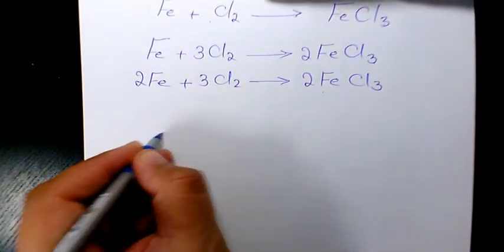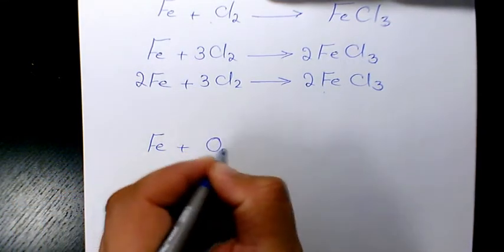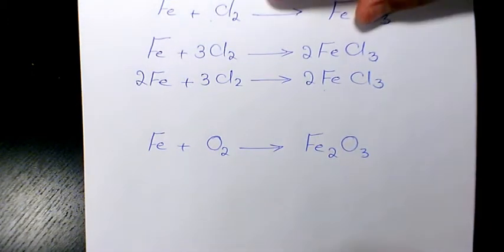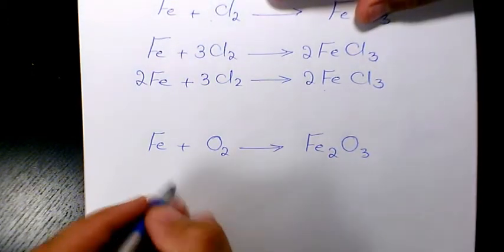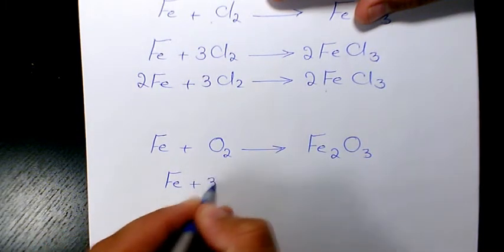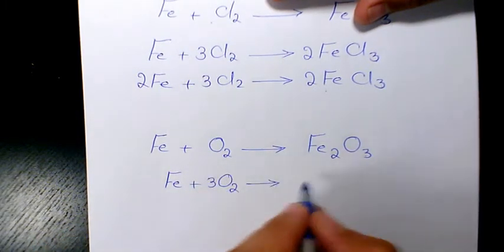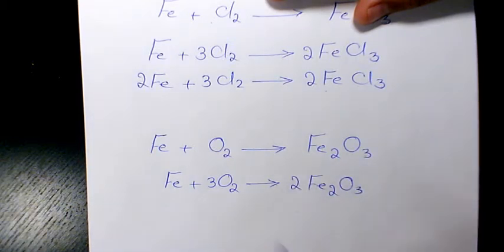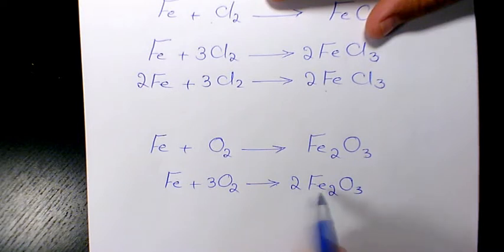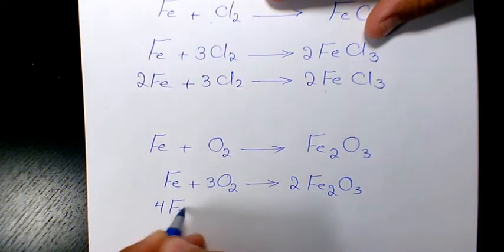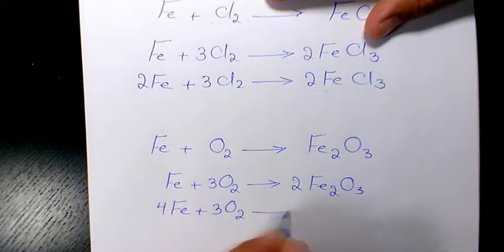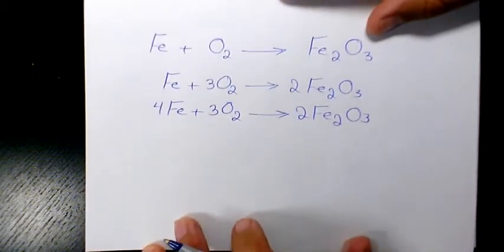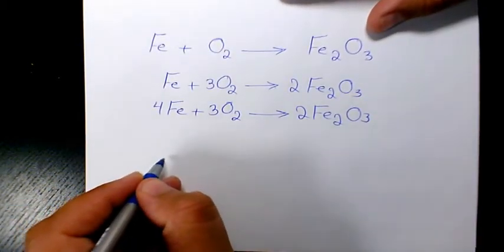Next one is Fe plus O2 is going to give us Fe2O3. So I'm going to balance oxygens first. So Fe plus 3 O2 is going to give us 2 Fe2O3. So we have 6 oxygen on each side. So here we have 4 Fe, so I'm going to put 4 in here. So 4 Fe plus 3 O2 is going to give us 2 Fe2O3. And that's balanced.